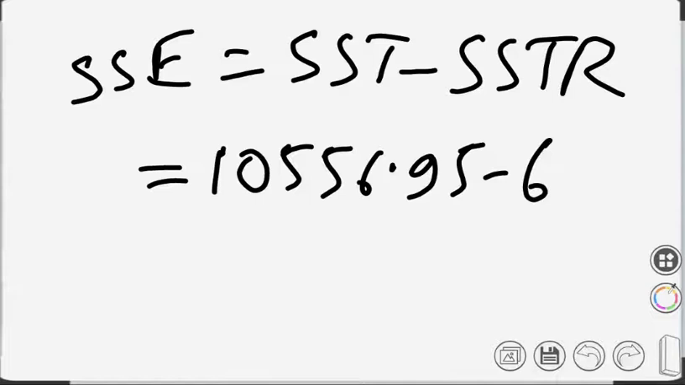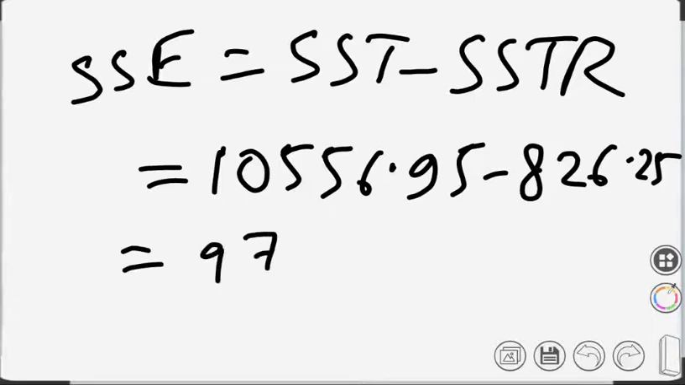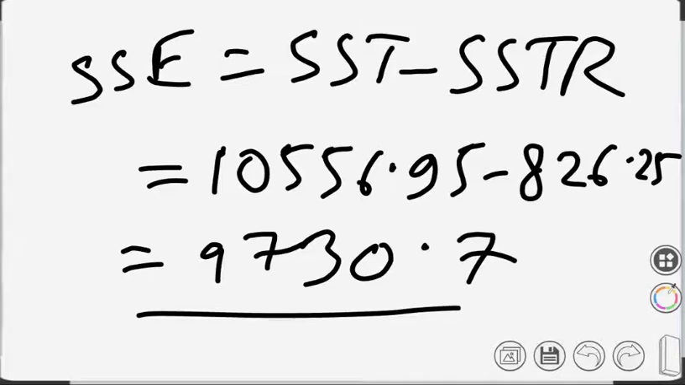826.25, 826, না? হ্যাঁ, 826.25. So করো, so 826, 9730.7. দাঁড়াও. 10556.95 minus 826.25. 826.25 পেয়েছি, approximation করতে হবে না, so this is 9730.7.